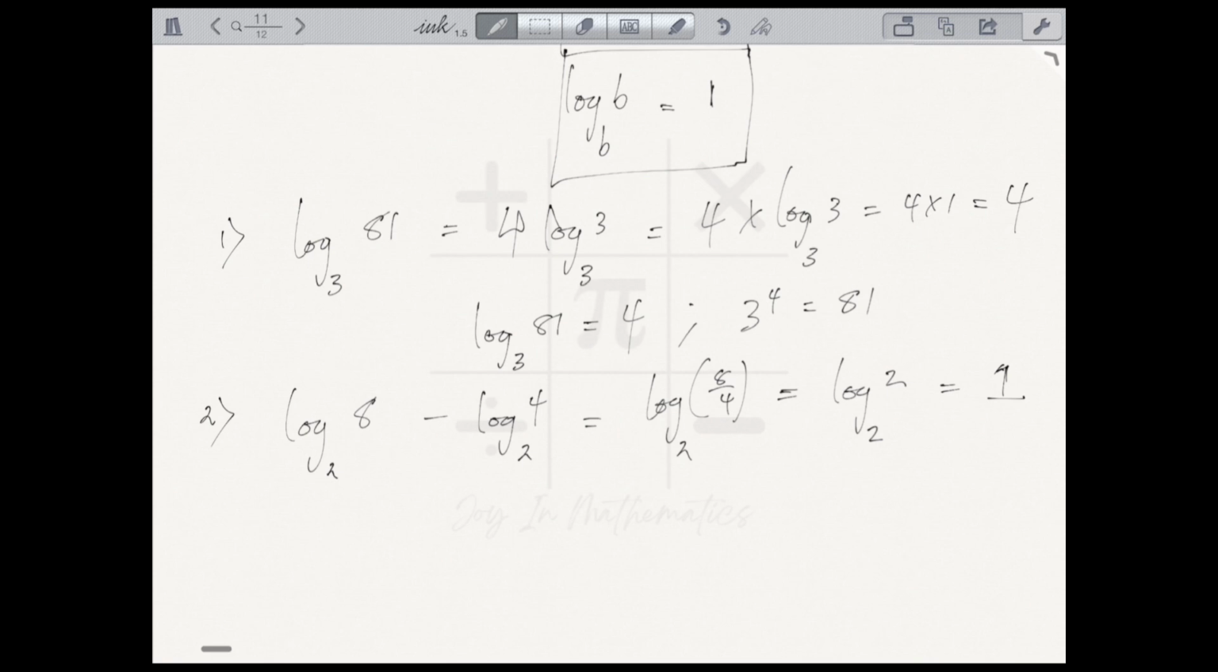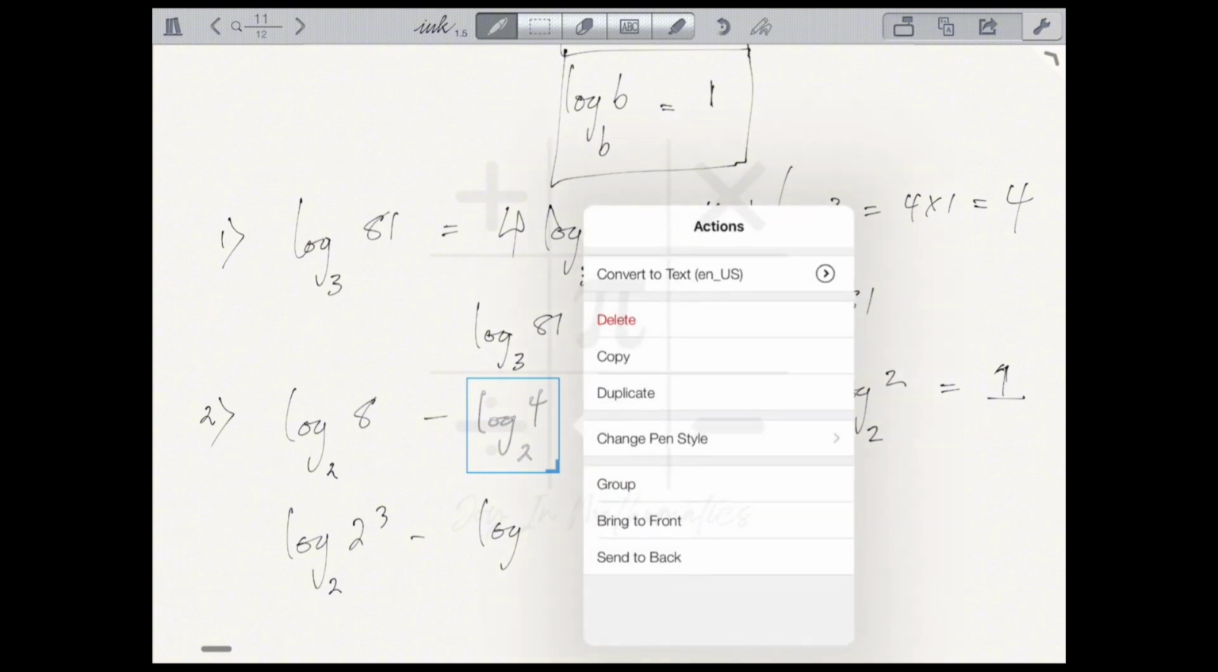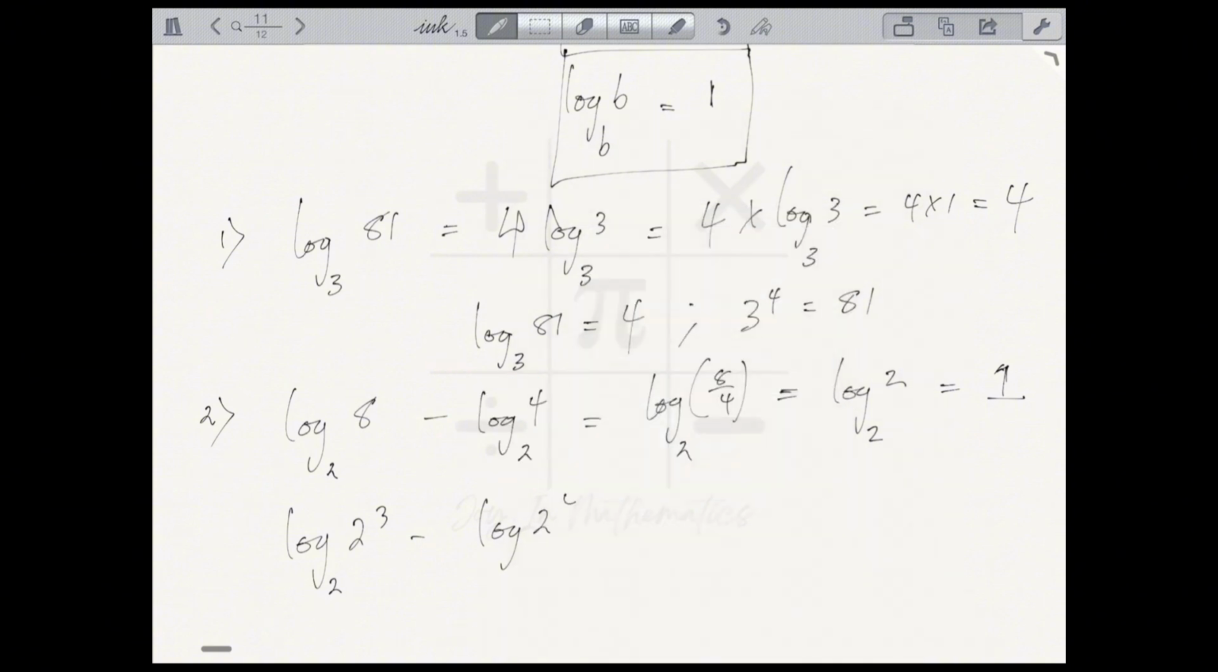Let's take another way to solve this now. Log 8 to base 2 can be written as log 2 raised to power 3 to base 2. Log 4 to base 2 can be written as log 2 raised to power 2 to base 2.